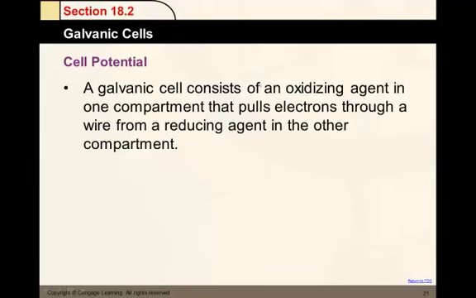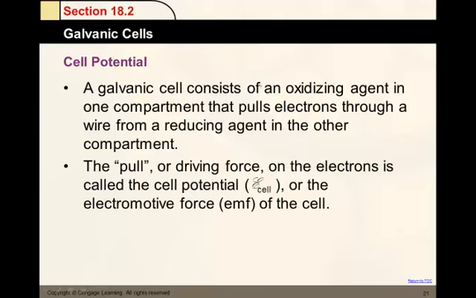A galvanic cell consists of an oxidizing agent in one compartment that pulls electrons through a wire from a reducing agent in the other compartment. It's really the difference in those potentials that causes the electrons to flow. The pull, or the driving force on the electron, is called the cell potential, or E cell, or sometimes it's called electromotive force, or EMF. You see this fancy looking E. That's how I draw it, but I think on the cheat sheet they have now actually gone to just a plain old boring capital E.